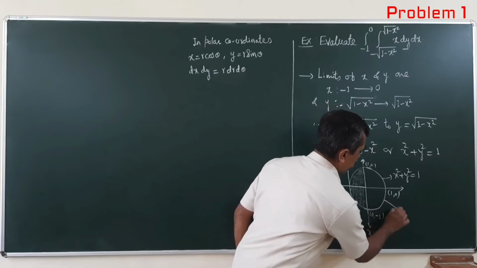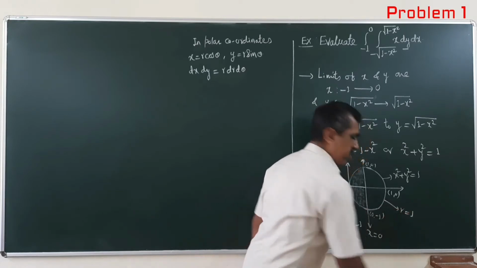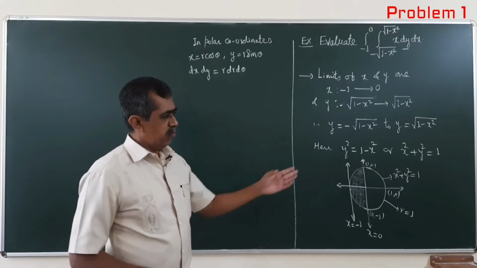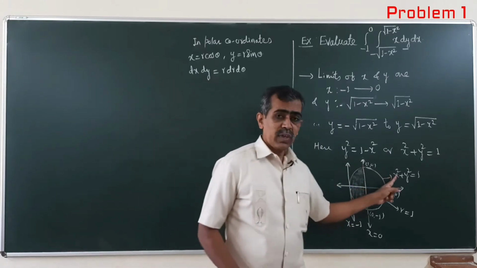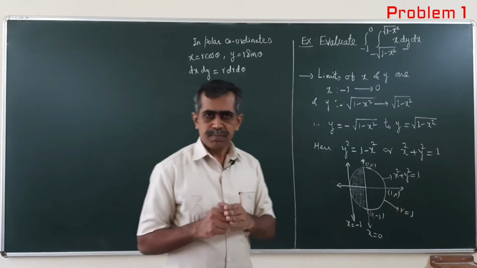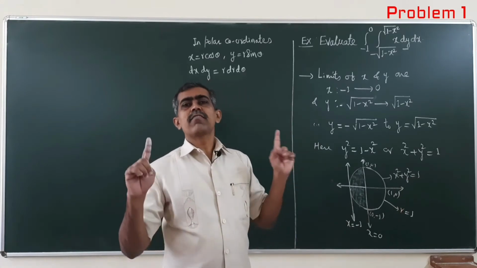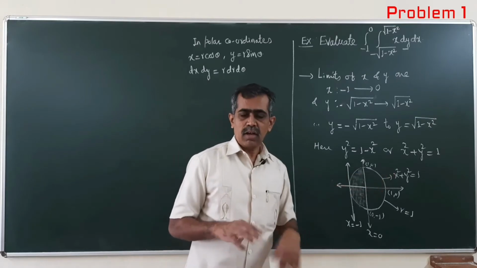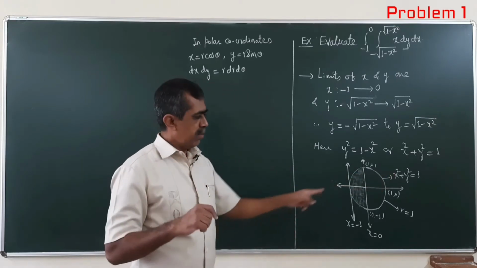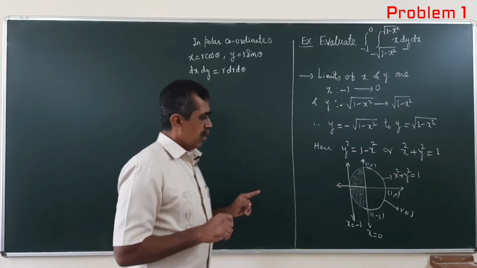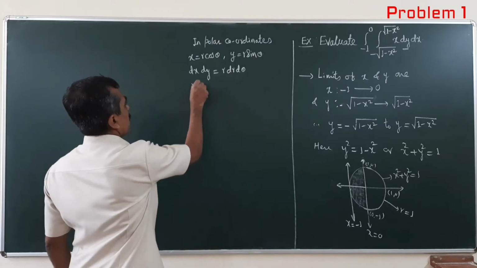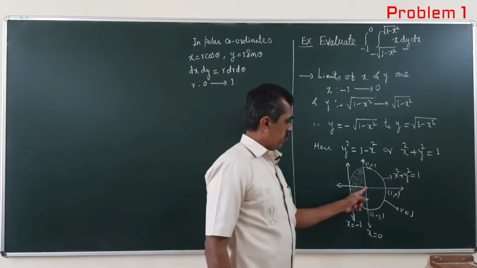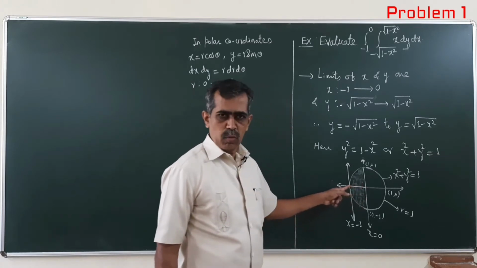What is the identity of this circle? R is equal to 1. This circle is of radius 1. So you say its Cartesian equation is x square plus y square is equal to 1. Its polar equation is r is equal to 1. Another name for this circle is r is equal to 1. Now here r runs from 0 to 1, so radius will run from 0 to 1 in this domain of integration.